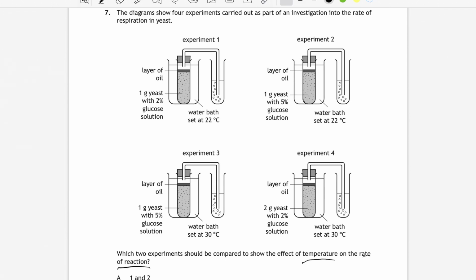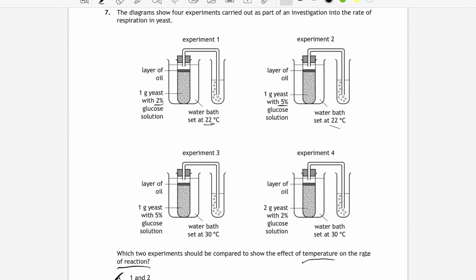So look at experiment 1 and 2. So we're looking at water bath at 22, water bath at 22. Well, you're not proving that temperature is going to be any different now. The only thing they've really changed there is the percentage of the glucose solution. So we've got a 5 and we've got a 2. That's not going to be any use to us because we're looking for the effect of temperature. We want to change the temperature. So A is out.